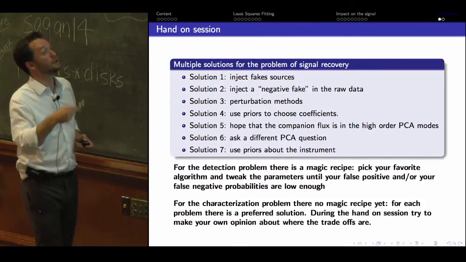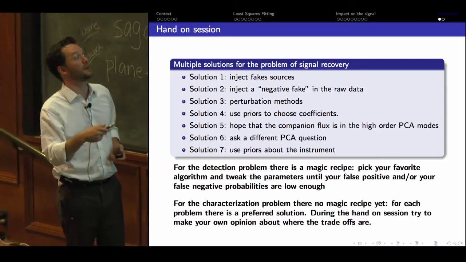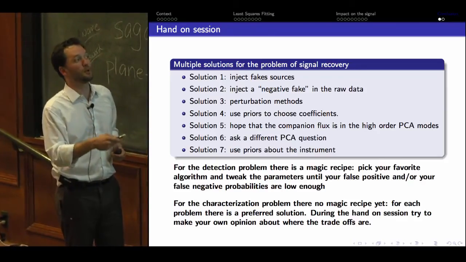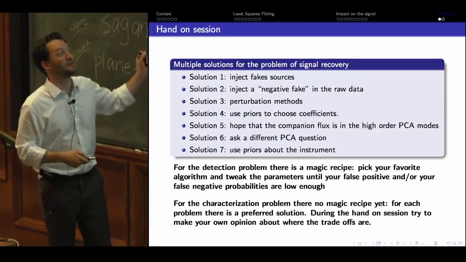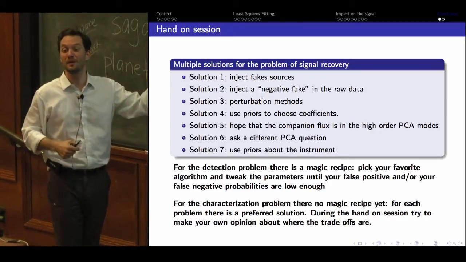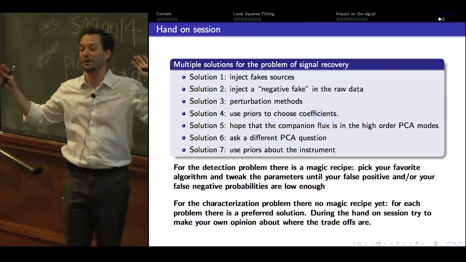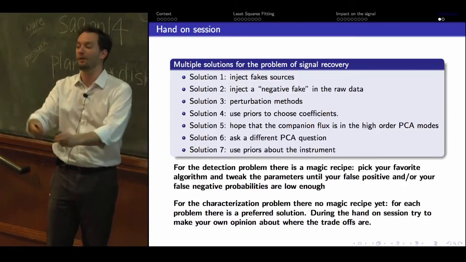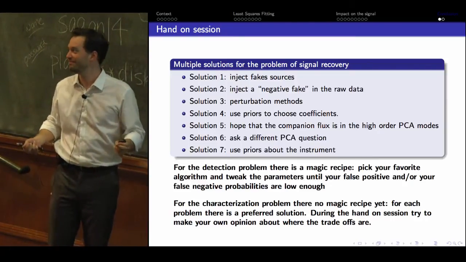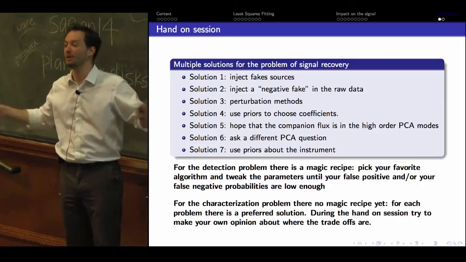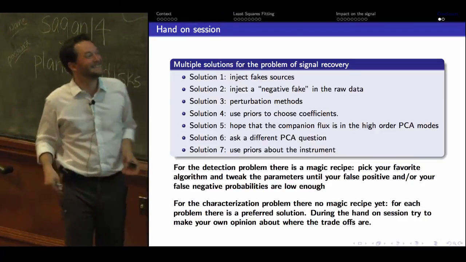So just 1 minute about the hands-on session. That's what I said earlier. For the detection problem, there is a magic recipe, which is: pick your algorithm. They all have 6 or 7 different parameters. If you tweak the parameters well enough, all algorithms are equal. I mean, it's not really true, but you know.